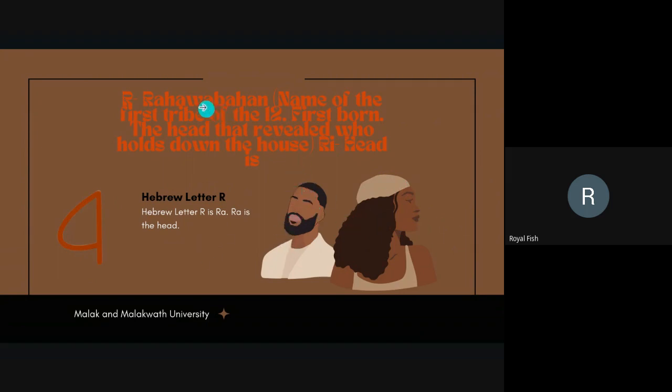So we have Rahawaban, which is the name of the first tribe of the 12. They have the firstborn. So Rahawaban is how you say Reuben. So that's Reuben's name, which means the head that revealed who holds down the house. So Rahawaban is your firstborn. So obviously you would know his father within him. And they have Rai, which means head is. So that is our Hebrew letter R.